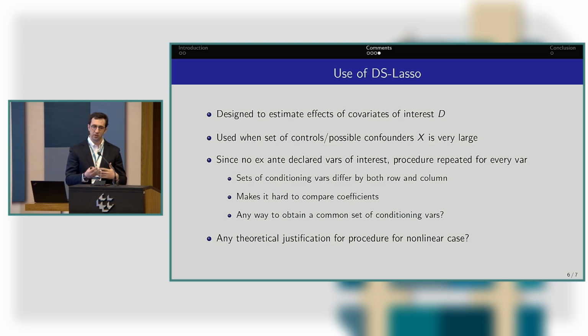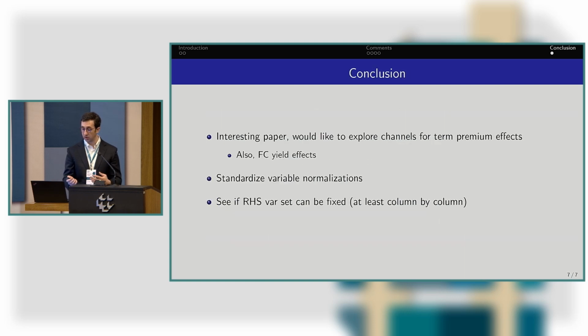They use this sort of ad hoc procedure that in some ways resembles the lasso procedures to get the set of covariates for the nonlinear case. And there are these papers about why, for a linear model, this is a robust way to do inference, but I couldn't find any sort of theoretical justification for doing something similar as they are in the nonlinear case. So I thought this was a very interesting paper.